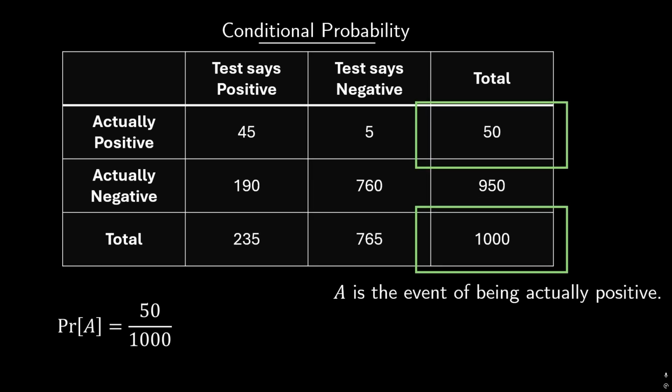So let's say that A is the event of actually being positive. In other words, nothing about testing going on here. Okay, let's say that 50 out of 1,000 people that we had, we know for a fact are positive.